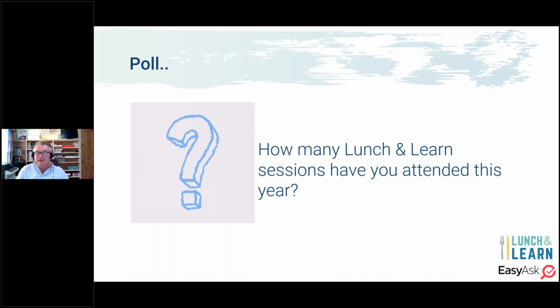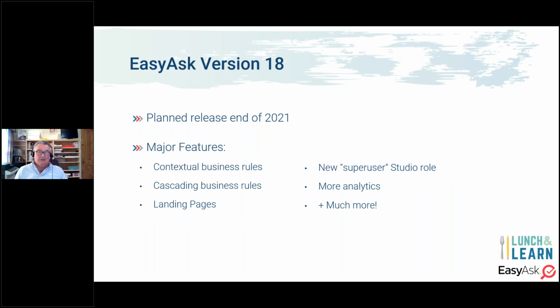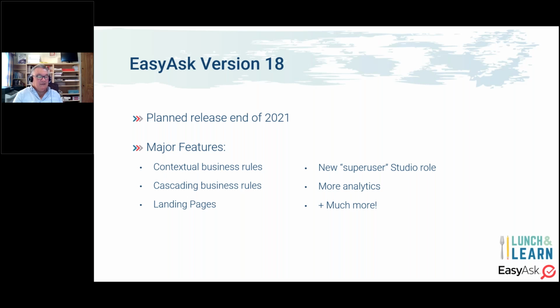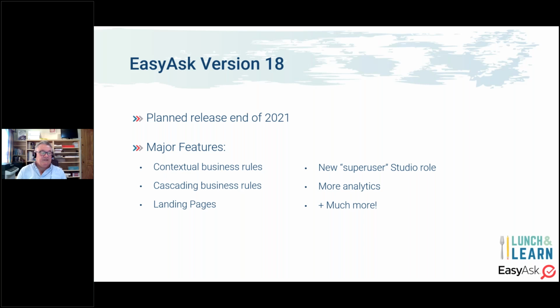I'm going to move on now, but we're going to have a sneak preview of version 18. And version 18 is the next release. In EasyAsk, we go up in jumps of 2. So the current version is version 16. I know many of you may be on 14 or even 12 if you've got an old Storefront, but 16 is the current, and version 18 is the next release. And we're planning on releasing it towards the end of the year. We haven't set an exact date yet, but it's going to be in Q4, probably nearer the end than the beginning.